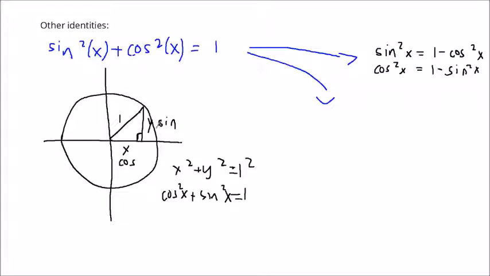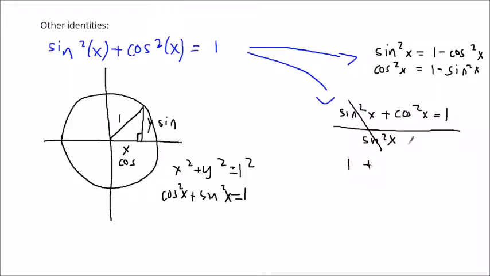You can also divide, and I'm going to divide right now. So we're going to divide by sine squared x on both sides. Sine squared x plus cosine squared x equals 1. So divide everything by sine squared x. This will get you 1 plus cosine squared x over sine squared x equals 1 over sine squared x. We know what this function is. 1 over sine x is the cosecant of x. And they're squared, so we can just put 1 squared over sine squared x, which is cosecant squared of x.